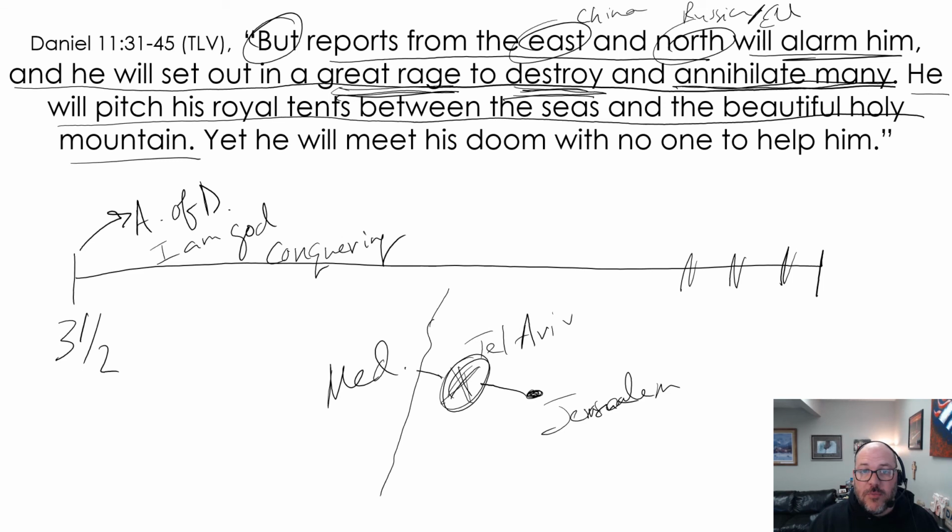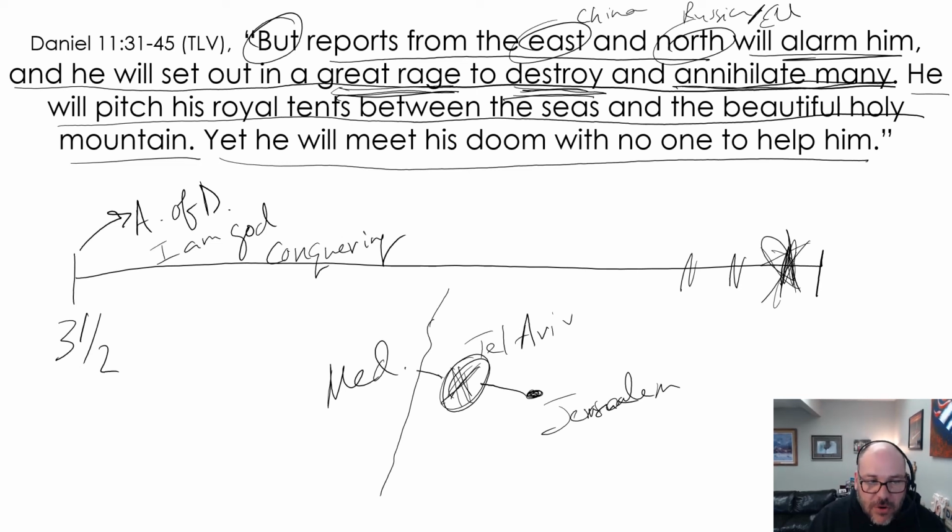He will be troubled by the reports that come to him by these armies that are going to come against him. He's going to wipe out as many Jews as he possibly can, as many Christians as he can in the meantime, and then he's going to pitch his tents here, yet he will meet his doom with no one to help him. So the reign of the Antichrist will come to an end somewhere near the end of all of the events that are happening.